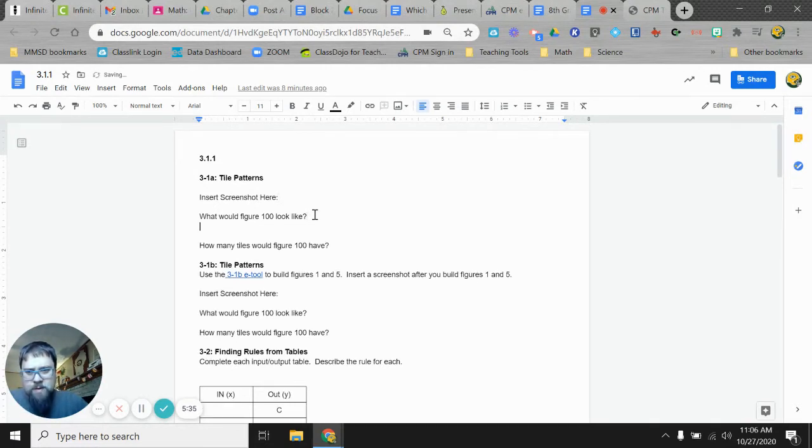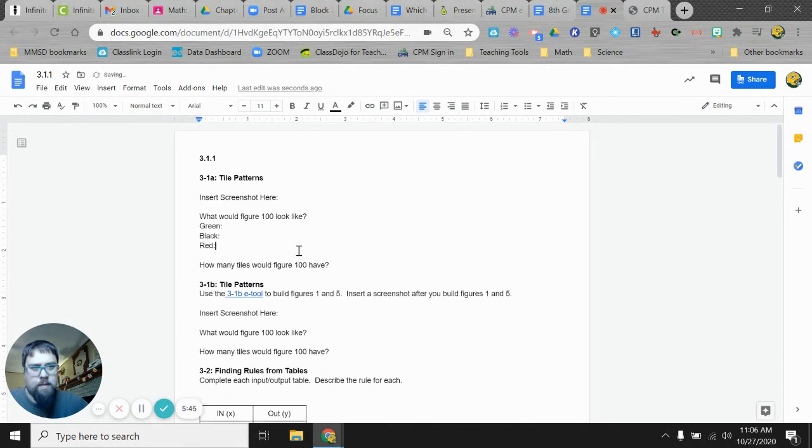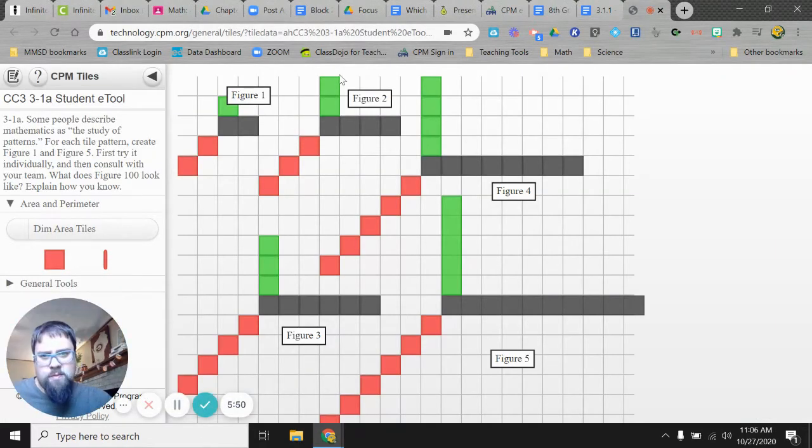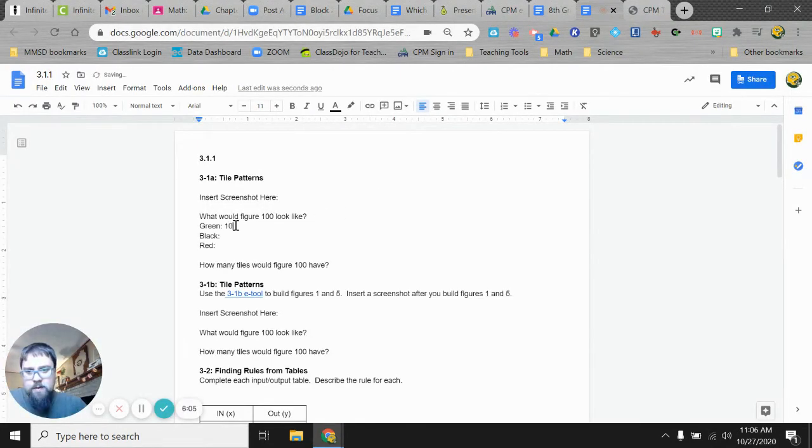For figure 100, I'm going to just break it down into green, black, red. Okay, because that's the parts I have. So remember, the green we talked about is always just the figure number. So in figure 1, it's 1, figure 2, it's 2, figure 3, it's 3, figure 4, it's 4, 5 is 5. Logically, then in figure 100, there's going to be 100 tiles in the green part. So I'm going to say green part's going to have 100 tiles.